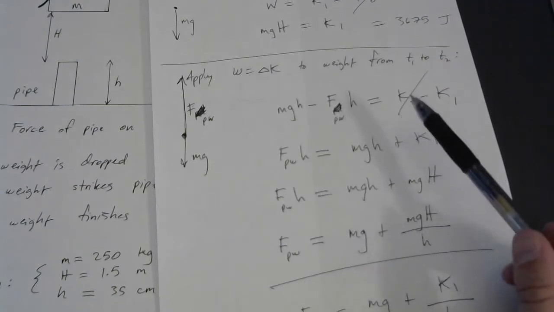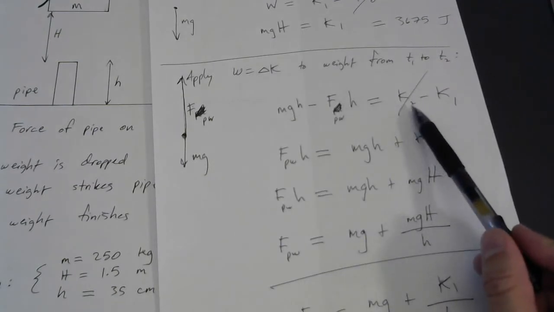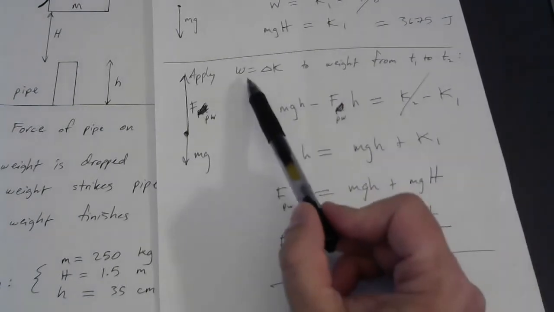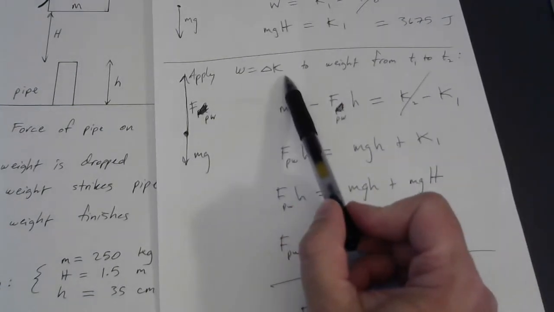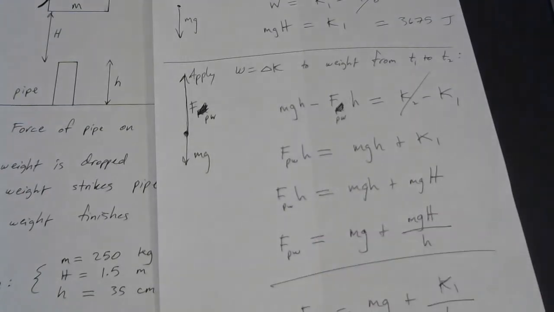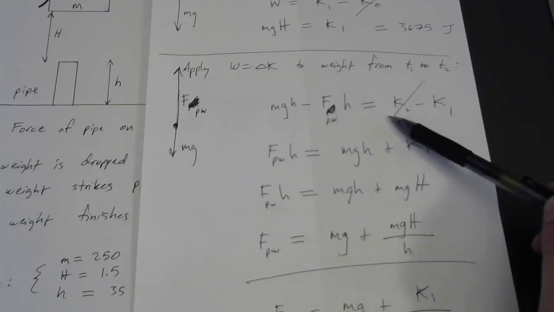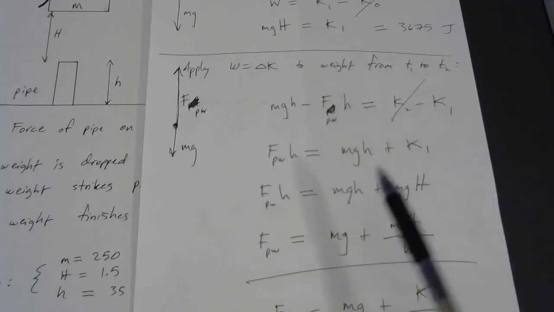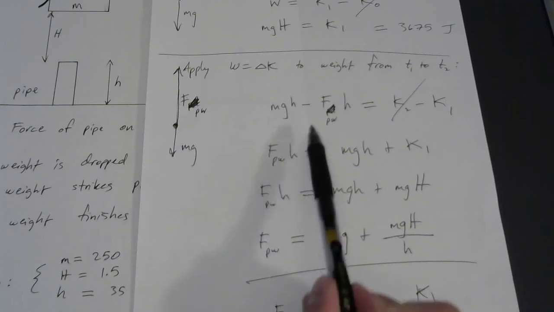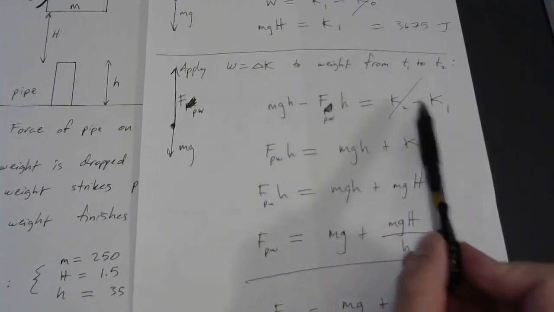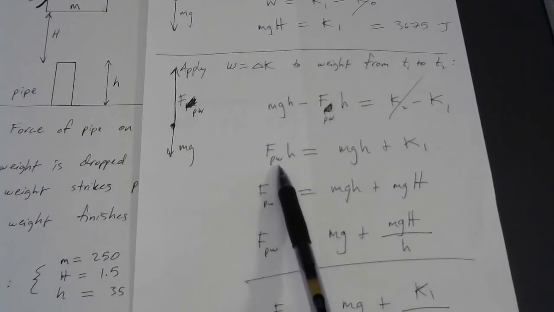And I set that equal to the kinetic energy at time 2 minus the kinetic energy at time 1, because I'm applying this equation for the dynamics between those two times, T1 and T2, when the pipe gets first struck by the weight and when the pipe is finished being driven into the ground. And of course I've crossed this out because once you finish driving the pipe in, it's not moving, it has no kinetic energy. Okay, let's move some stuff around here. I put this on the other side, I put K1 on this side, and then I just flip the whole thing. I get this equation.